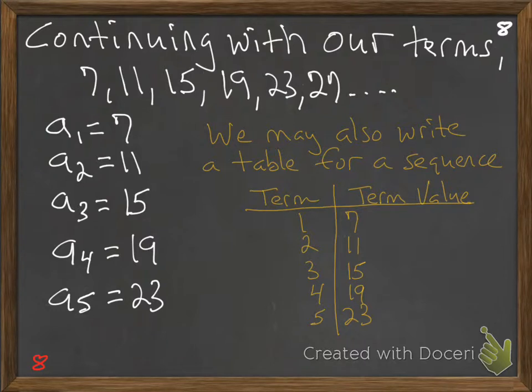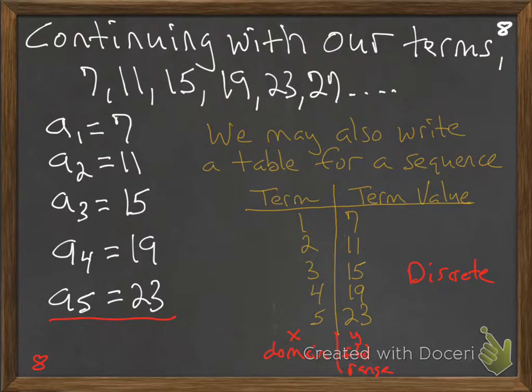Continuing with our terms, you can see we have the second term, the third term, the fourth term, and the fifth term. We may also write a table for a sequence. Notice how we use the term number where we usually put the x value, also known as the domain, and the term value in the y, which sometimes we call f of x if it's a function, and that is our range. Now this would give us a discrete table.